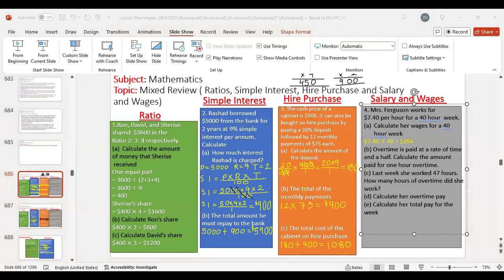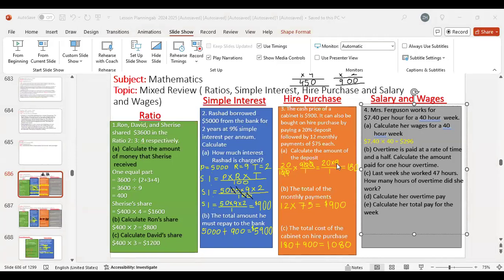Sanaya, sorry. Overtime is paid at a rate of time and a half. Calculate the amount paid for 1 hour overtime. Okay, remember class, I said that if it's time and a half, how much does that account for? 1.5. Time and a half, we have to multiply by 1.5.